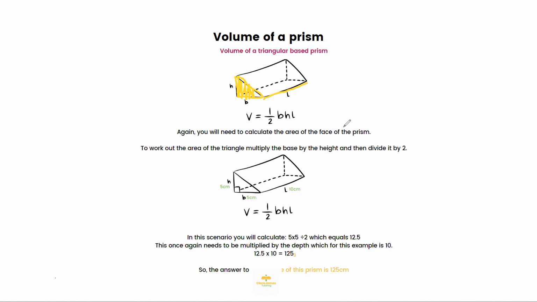Okay, so in this scenario, I've done base times height, base of 5 times the height of 5, which gives us 25. So that's base times height, that bit done. Then we have to halve it, so half of 25 equals 12.5.